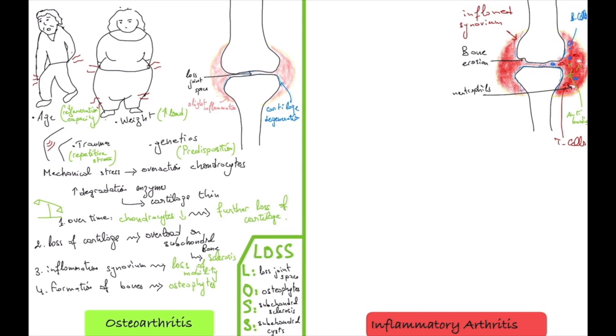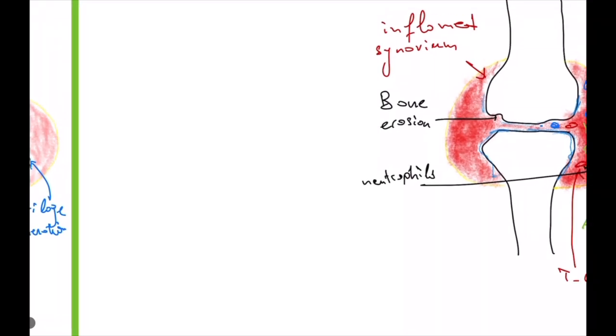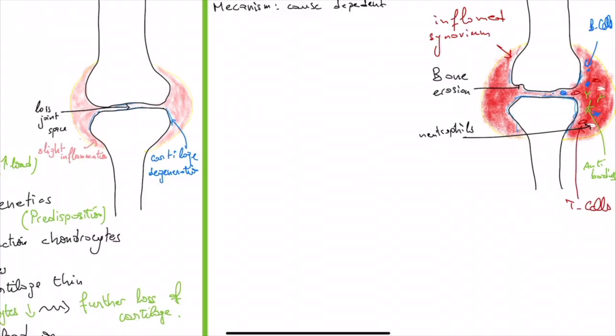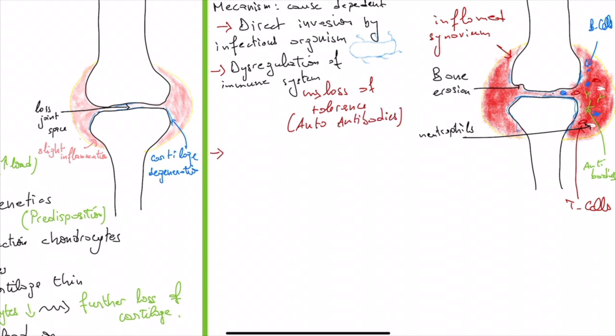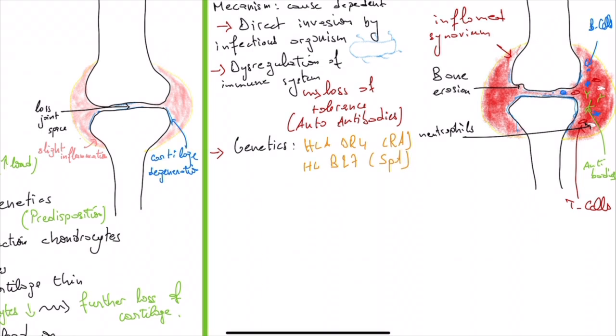Now, let's talk about inflammatory arthritis, which is a bit more complex since it depends on the underlying cause. It can be due to a direct invasion by infective organisms, which can lead to septic arthritis, for example, a dysregulation of the immune system, with the body developing autoantibodies, as in autoimmune diseases such as rheumatoid arthritis or lupus, or genetic predisposition, such as HLA-DR4 in rheumatoid arthritis or HLA-B27 in spondyloarthritis.